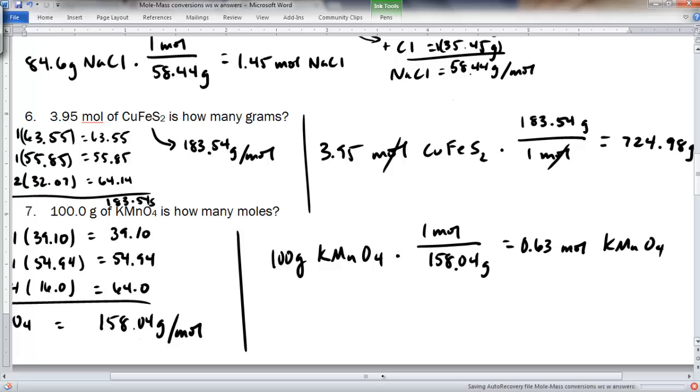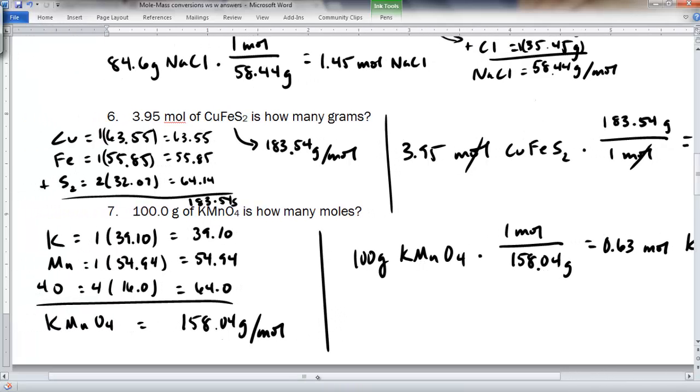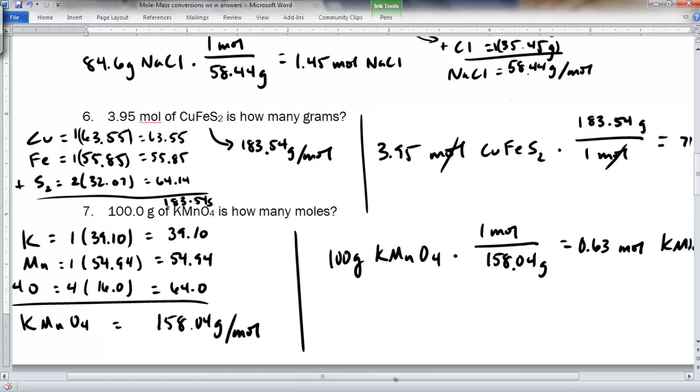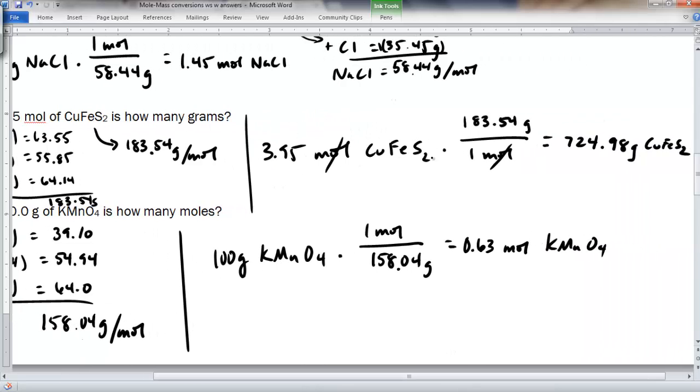Problem 6, what I did was figure out the molar mass first of this compound. 1 copper, 1 iron, 2 sulfurs, and I'm multiplying those numbers by the atomic masses, then adding all that together, and I get 183.54 grams per mole. If I want to figure out how many grams are in 3.95 moles, I need to do the conversion now. 3.95 moles of that compound multiplied by 183.54 grams per mole gives us grams. So the math is really just this number multiplied by that number. The moles cancel and I get grams in my answer.